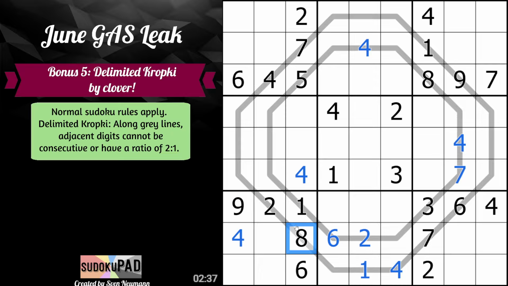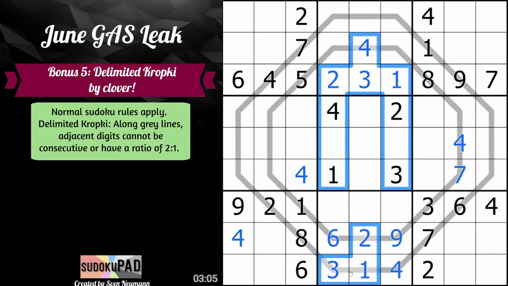7, 9. 9 can't go here. We're still missing 3, so 3 must go here, and that's fine. There's no restriction in that case. Then, what are we actually missing here? This is 1, 2, and 3. So that's actually very nicely resolved. And actually 1, 2, 3, and 4 are fully accounted for now in this middle set.